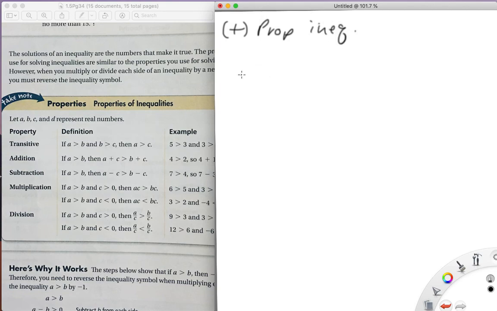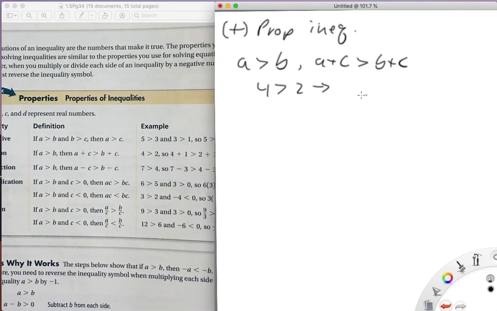So we have, if A is greater than B, then A plus C is greater than B plus C. So 4 is greater than 2, then 4 plus 1 is greater than 2 plus 1, which makes sense because 4 plus 1 is 5, and that's going to be greater than 3. Alright.